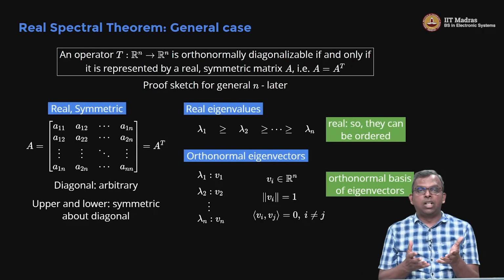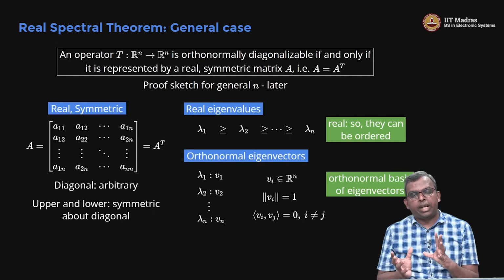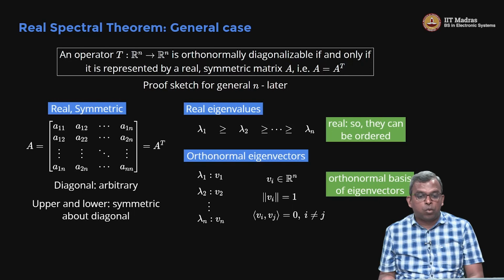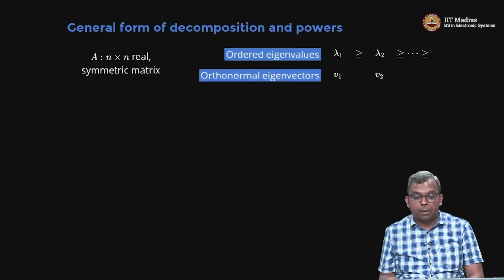This is the description for the real spectral theorem, and any other matrix in this world will not have orthonormal diagonalizability. If A is not equal to A transpose, you will simply not have orthonormal diagonalizability. So that's the real spectral theorem.